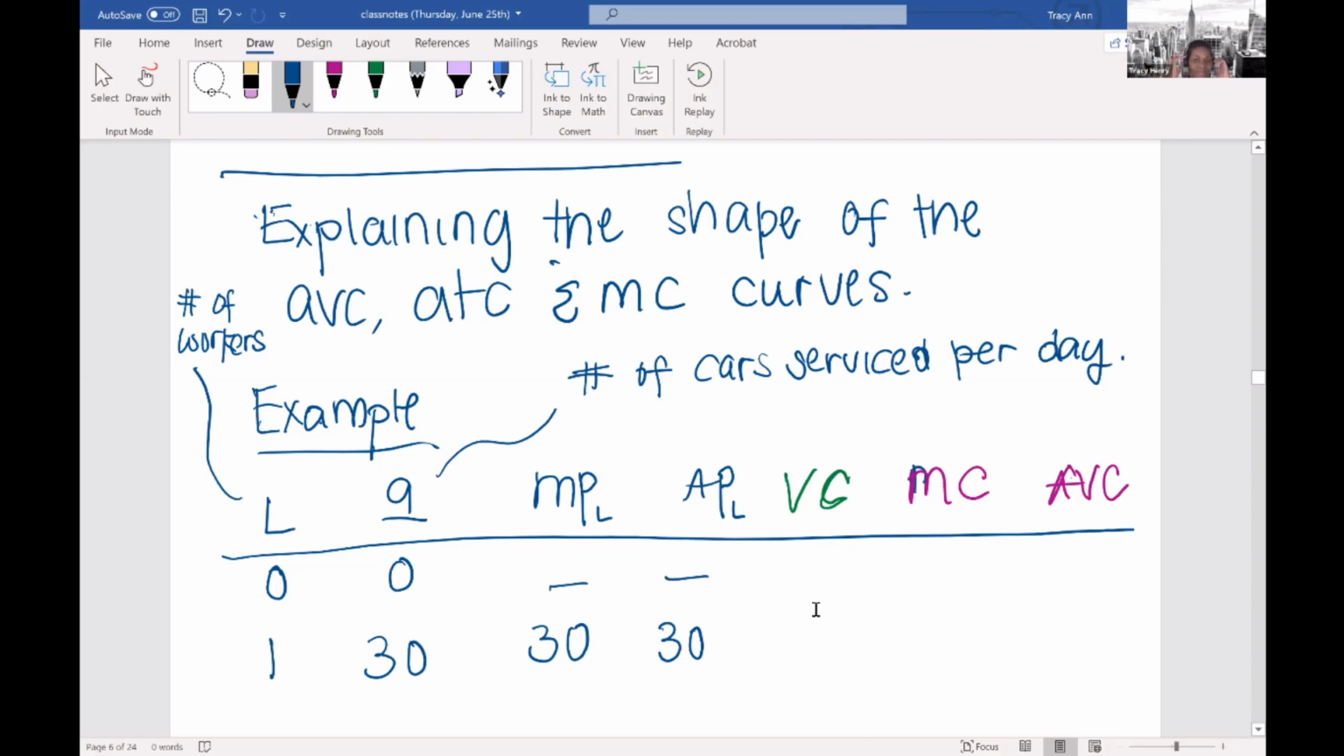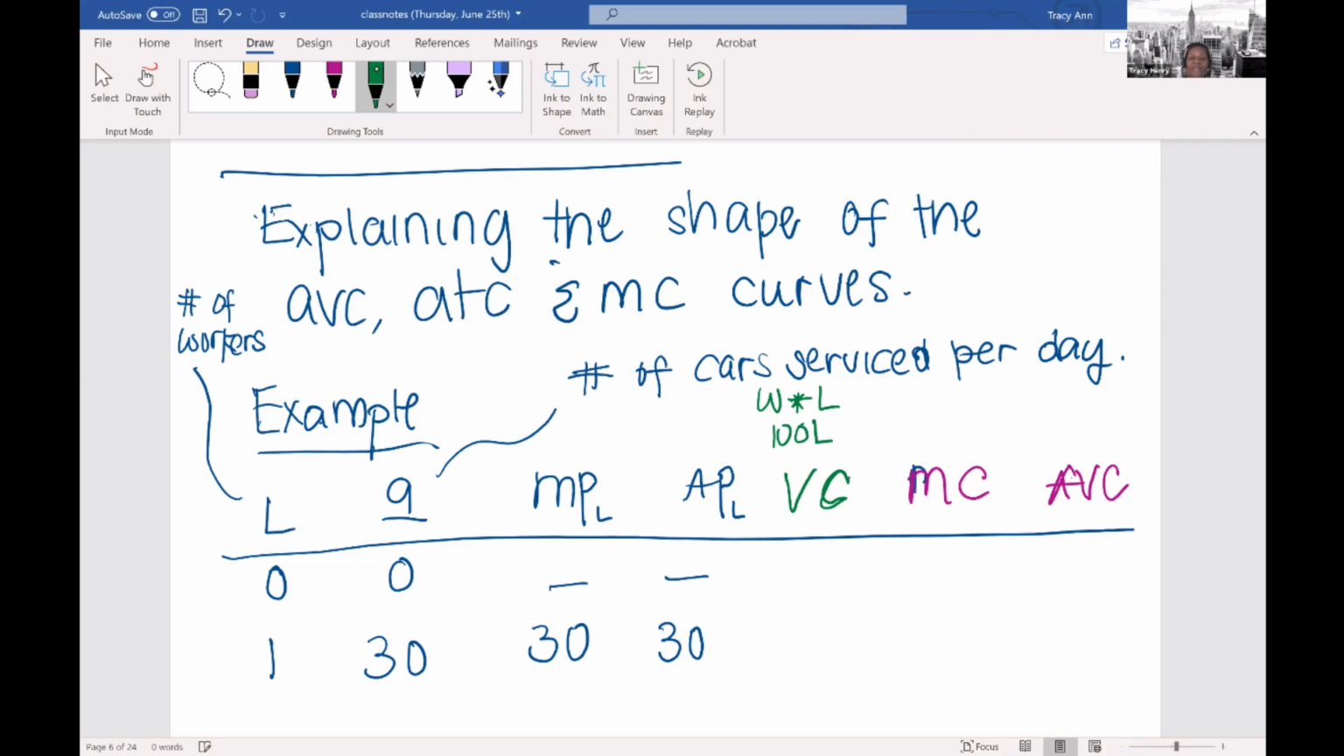Well, what is my variable cost? I need to know how much I'm paying my workers. Let's say I hire one guy and I'm paying him $100. I know, go figure. I could have said $10, but just to make life easy, let's say I am paying him $100 to clean those 30 cars in a day, or 30 cars in a week, if that makes it easier to understand. So for my variable cost, I'm going to say that my variable cost is equal to W times L, and it is equal to 100 times L.